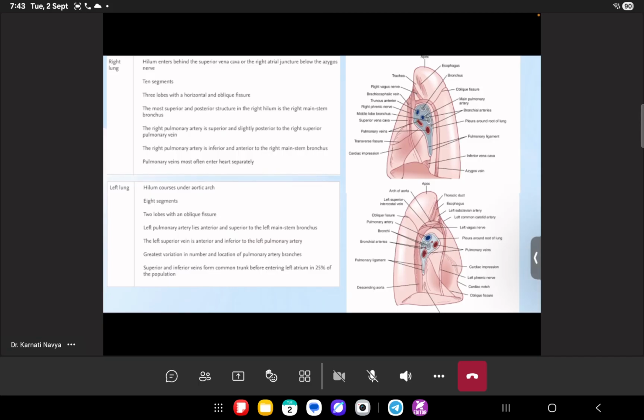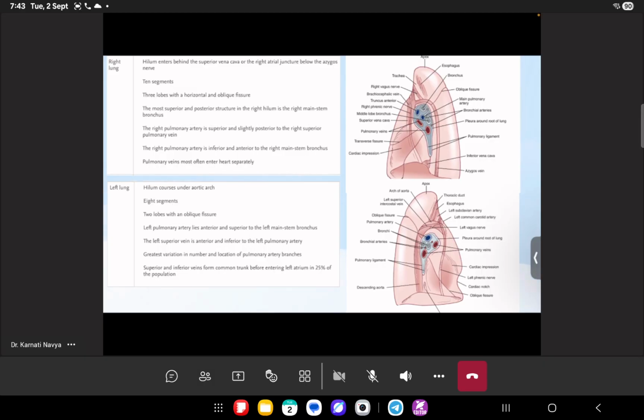This is the hilar orientation of the right lung. There are 3 lobes, with the horizontal fissure. The most superior and posterior structure in the right lung is the right mainstem bronchus. The right pulmonary artery is superior and slightly posterior to the right superior pulmonary vein. And the right pulmonary veins most often enter the heart separately, and are mostly inferior.